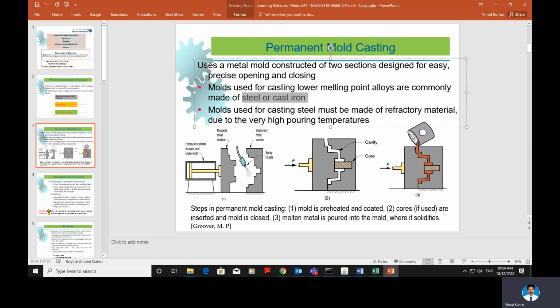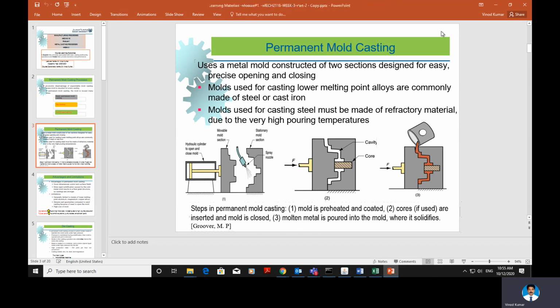Then molten metal is poured into the mold cavity, and when it solidifies, we get a product. We move the movable half backwards, and then we can separate the product from the system. This is called the permanent mold casting process. Now we can see what other processes are available.